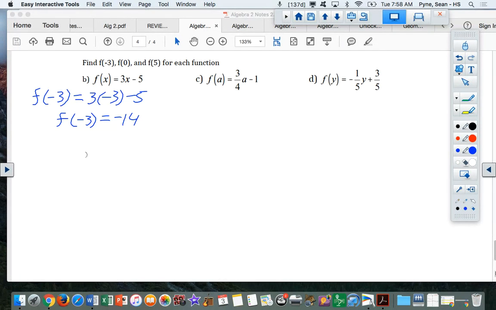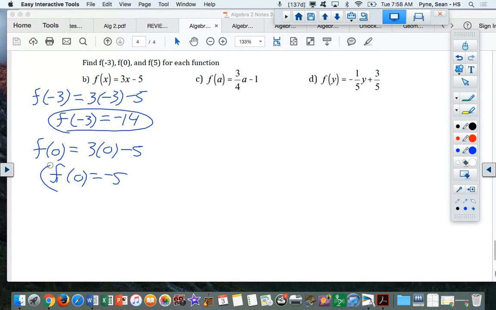Now, if I know this answer, I already know that I plugged -3 in to get that answer. Because now they also want me to plug in 0. 3 times 0 minus 5. The function at 0 equals -5. And last but not least, the function at 5 equals 3 times 5 minus 5. The function at 5 equals 10.